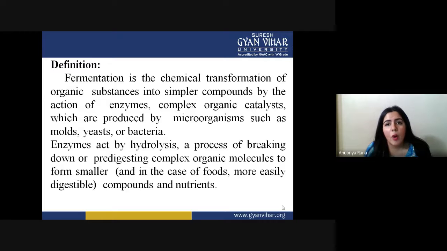These enzymes, the complex organic catalysts, have to be produced by microorganisms, some of which we named here: mold, yeast, or bacteria. They are unique kinds of microbes with great potential to do the fermentation process. Enzymes act by hydrolysis, a process of breaking down complex organic molecules to form smaller ones. When an enzyme is doing hydrolysis, clearly it is breaking something down, pre-digesting complex organic molecules into simple molecules. So these enzymes break down something from the complex to simpler compounds or nutrients.